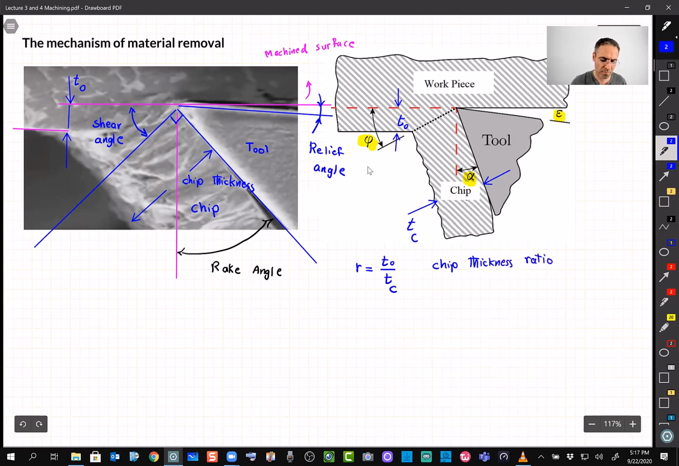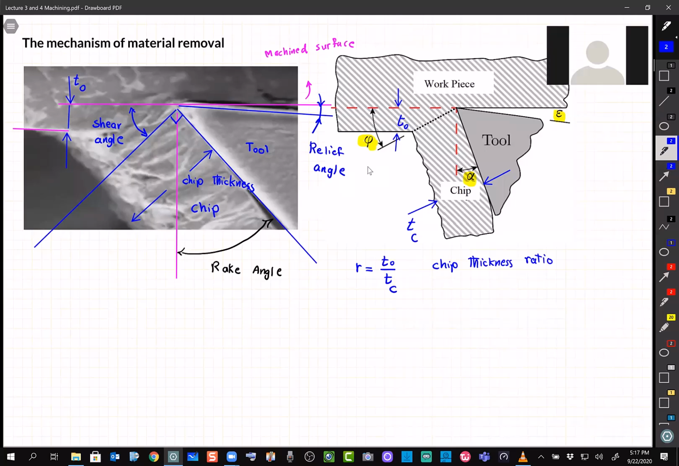Just a quick question. Sure, go ahead, please. Isn't the rake angle equal to the shear angle? No. Rake angle is an angle that we can control when we set up our tools.